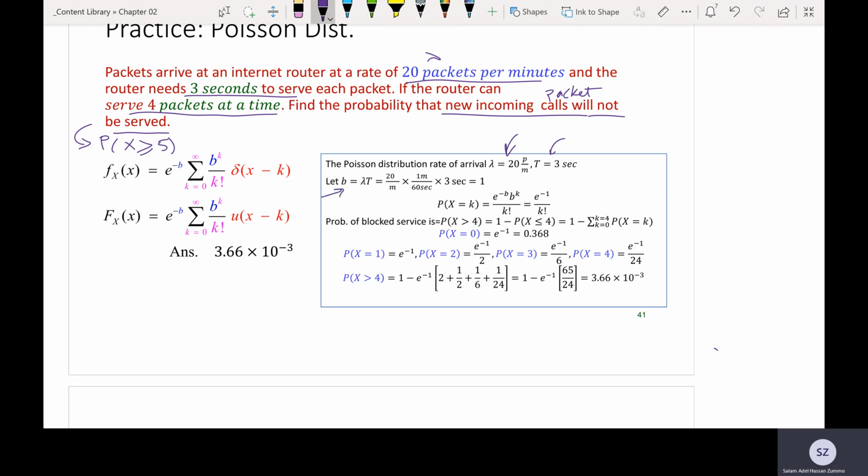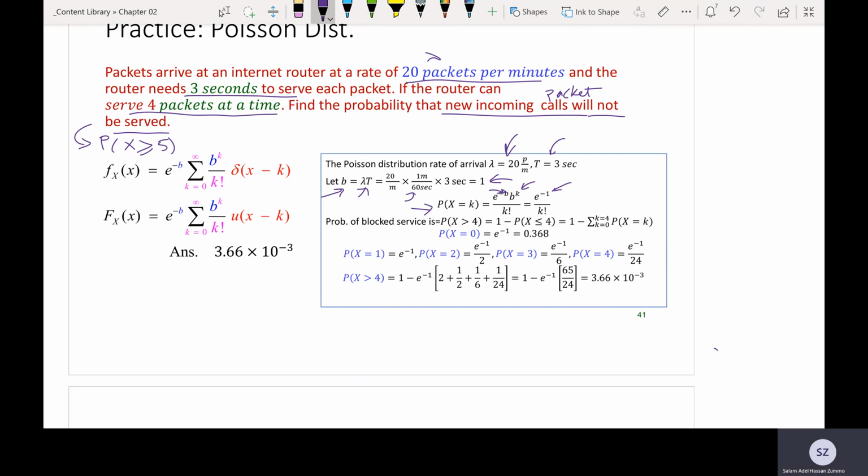So b, the average number of arrivals, will be lambda T, which is 20 per minute multiplied by minute per second to unify the units, and then multiplied by 3 seconds gives you 1. Now, the probability that x equals k in general is e to minus b, b to the k, divided by k factorial. Replacing b with 1, this will be e to minus 1 divided by k factorial.